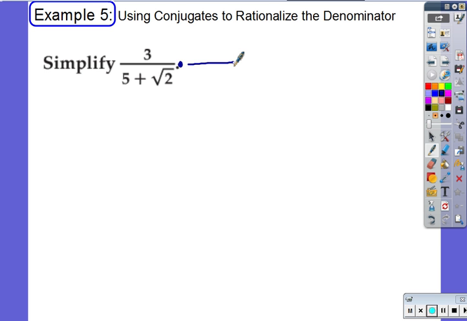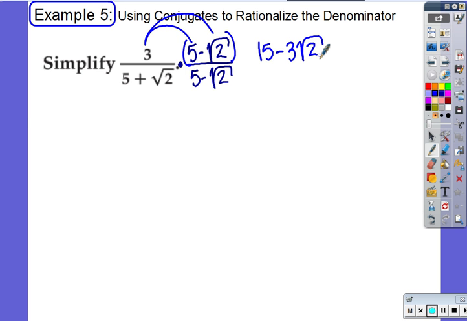So our special one is going to be 5 minus the square root of 2 over 5 minus the square root of 2. This is the conjugate of that denominator. Okay, all you have to do is change the sign. There's a little bit more work involved to these because what do you have to do to this 3 to that special 1? You have to distribute. So 3 times 5 is 15. 3 times negative square root of 2 is minus 3 square root of 2.